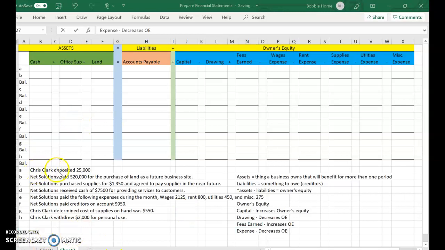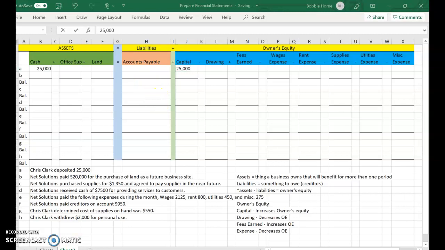Okay, so for letter A, Chris Clark deposited $25,000. He is depositing $25,000 into the Chris Clark business. So what that means is cash is increasing by $25,000. Anytime an owner invests anything into the business, the owner's capital account will increase as well. Now, notice that the equation is balanced because we increased on the left side and we increased on the right side, so the equation is still balanced on both sides.